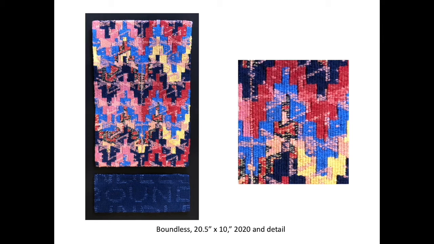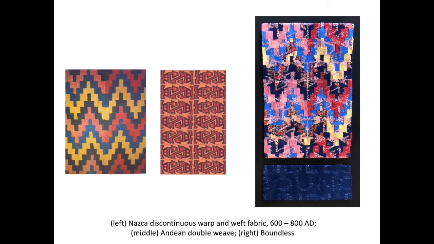I wove the word fading into the background and running off the page as a separate tapestry and mounted the two together. The source images for Boundless are a stepped triangle pattern from a Nazca discontinuous warp and weft fabric on the far left and a double-headed serpent motif from an Andean double weave in the middle. In Photoshop, the Nazca textile sits on top of the double-headed serpent. The serpent bleeds through in specific value ranges of the Nazca textile.